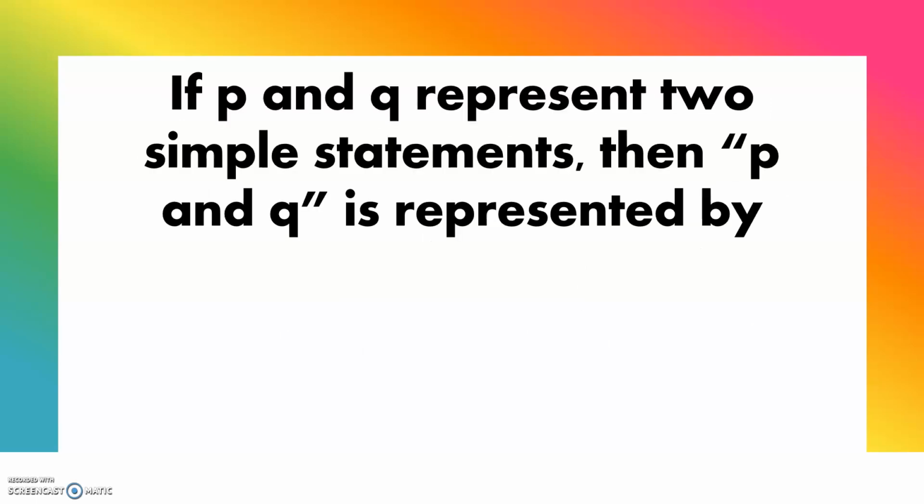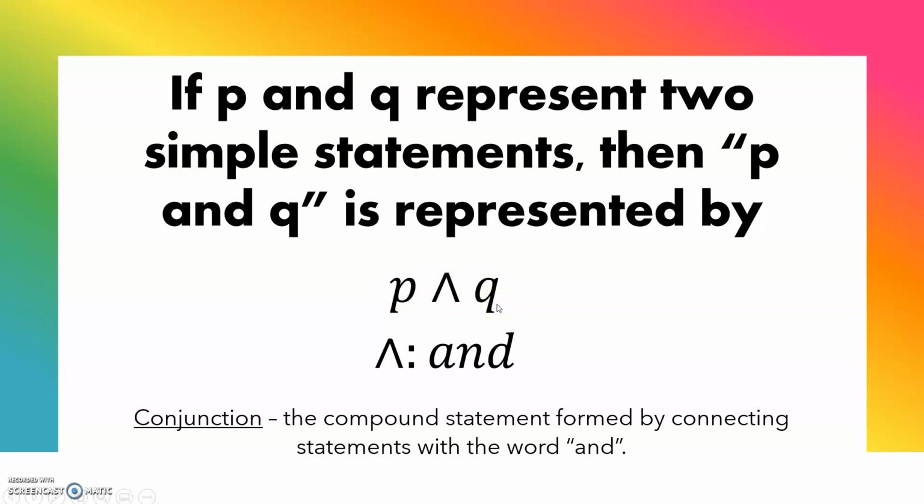If you have two simple statements, P and Q, and you wanted to represent P and Q, then you would use the symbols P, that upside down V, Q. If I want to take two simple statements and combine them with the word and, I use this upside down symbol, which means and, and put it in between P and Q. This statement reads P and Q. That is called a conjunction. Whenever you take simple statements and combine them with the word and, that is called a conjunction.